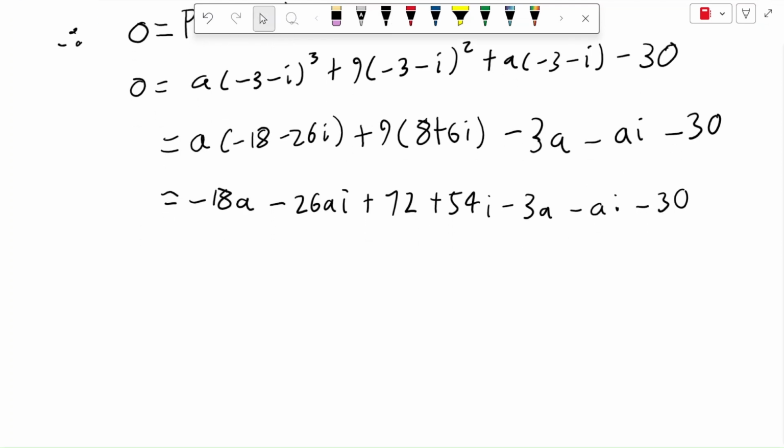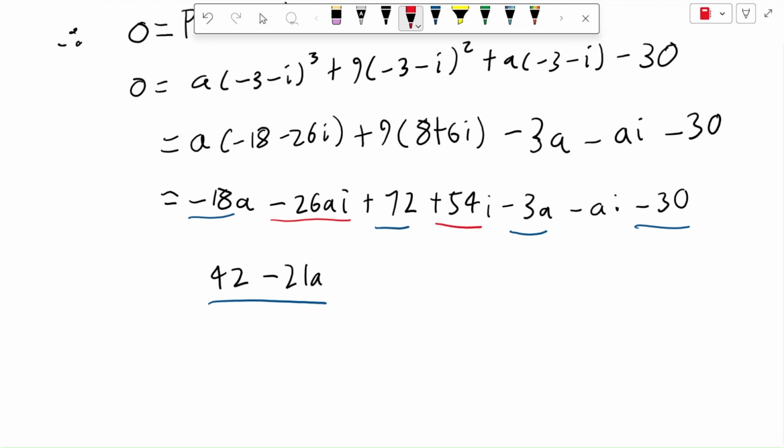What you really should be doing now is starting to collect real and imaginary terms. So real, that's real, that is real, and that is real. So we'll collect all those together. The 72 and the minus 30 will give us 42. And the minus 18a and the minus 3a will give us minus 21a. So that's the real bit. That's good. And now I can start collecting our imaginary bits.